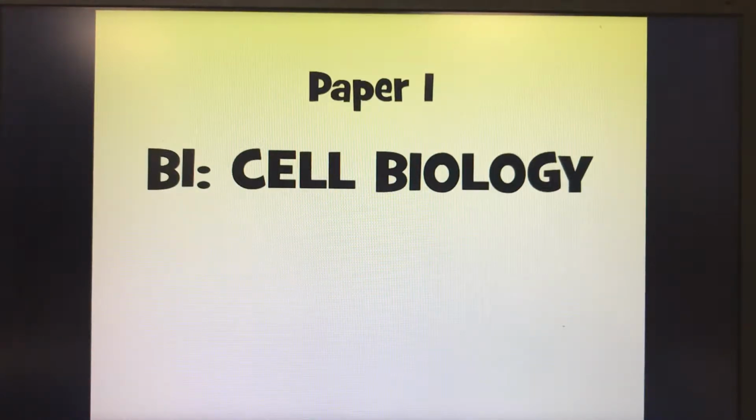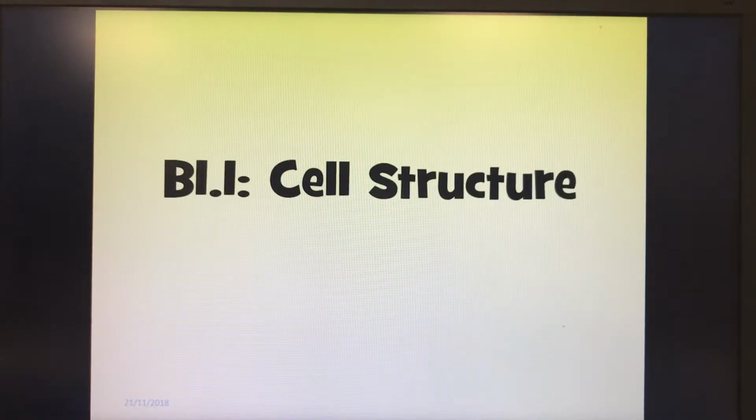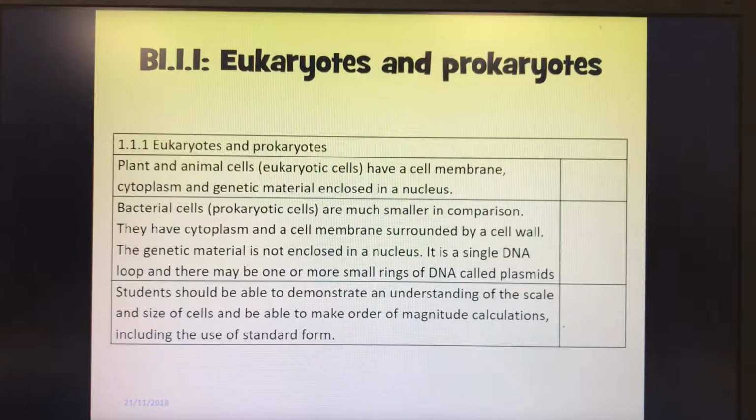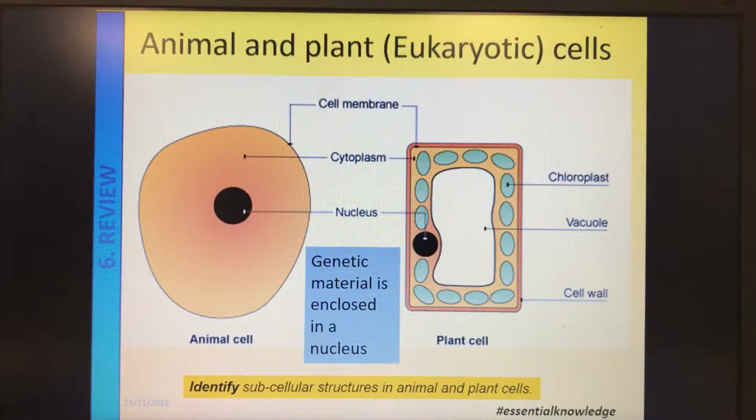This video is from the topic B1, cell biology, looking at cell structure, focusing on eukaryotes and prokaryotes. So eukaryotic cells, think you. We are animals, so we have eukaryotic cells. We are eukaryotes. Plant cells also go into that category as well.